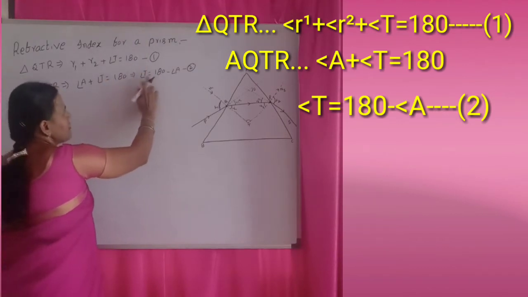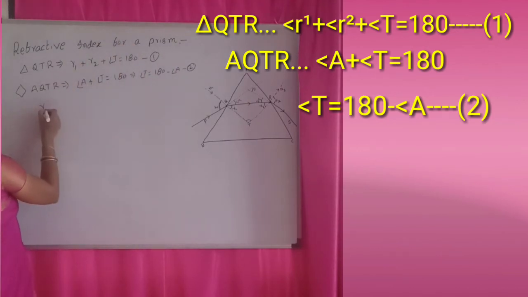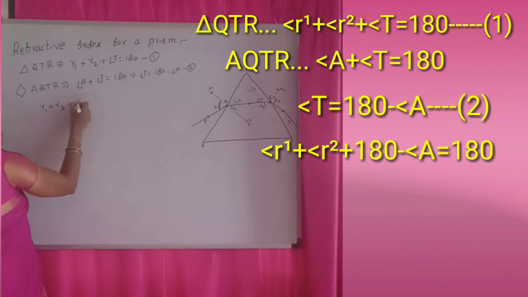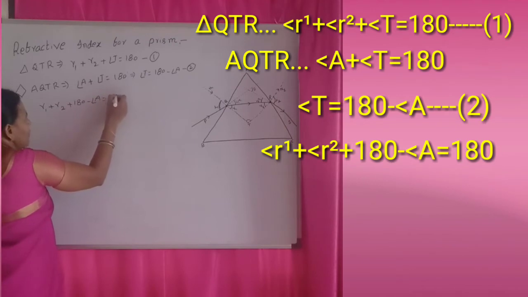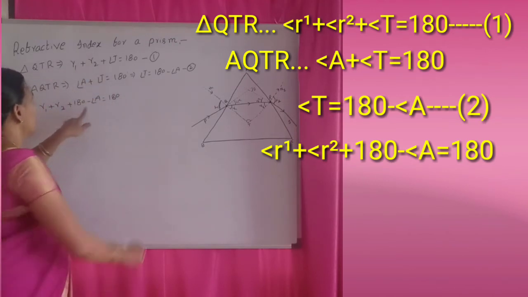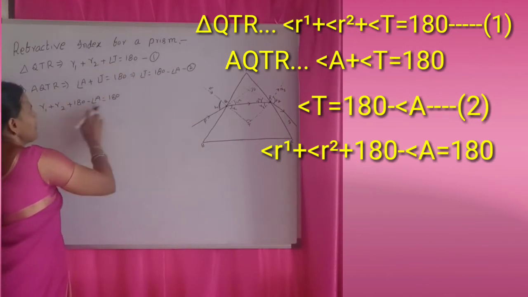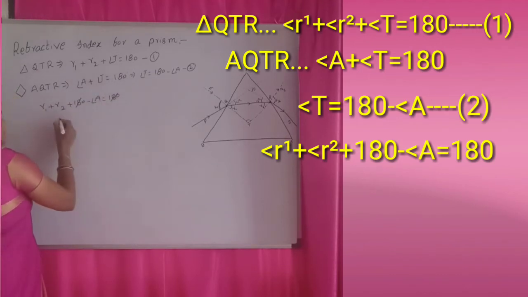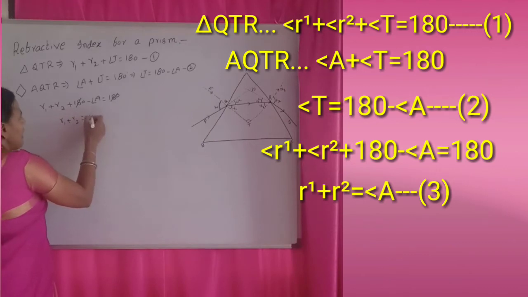Because angle T is equal to 180 minus angle A. So when you are substituting into the first equation, R1 plus R2 plus 180 minus angle A is equal to 180. Why? Because observe R1, R2. But angle T is equal to 180 minus angle A. I am writing this, it is equal to 180. 180 and 180 will be cancelled. So here we will get R1 plus R2 is equal to angle A.